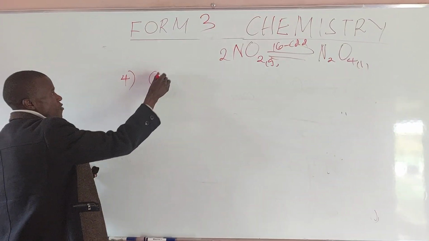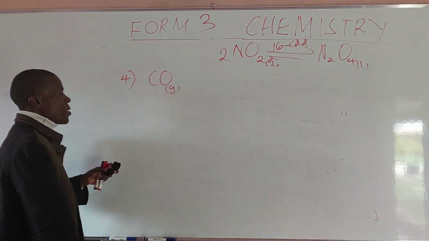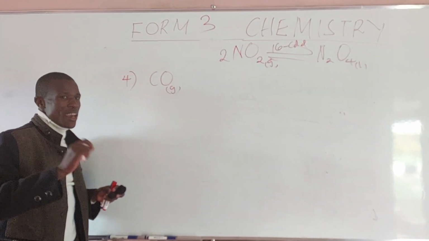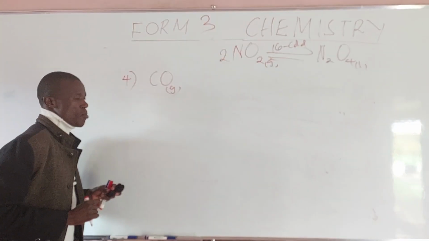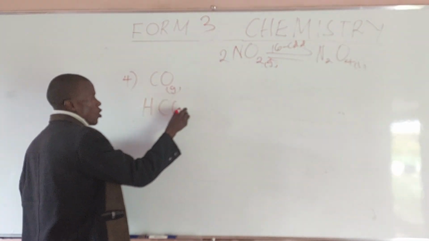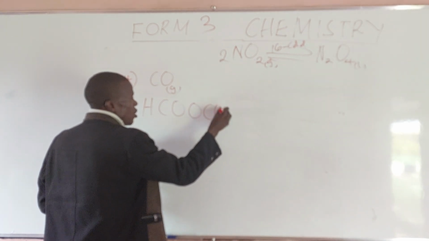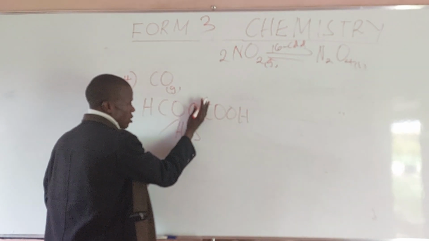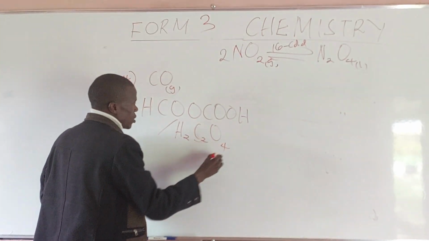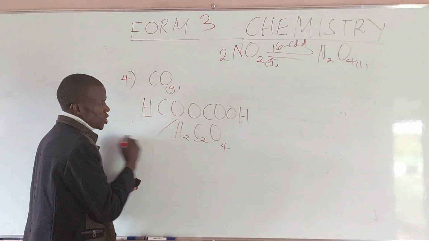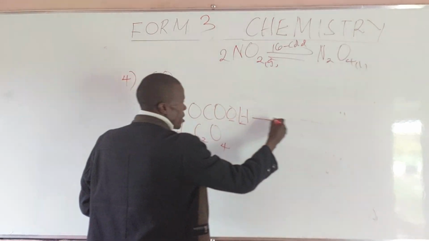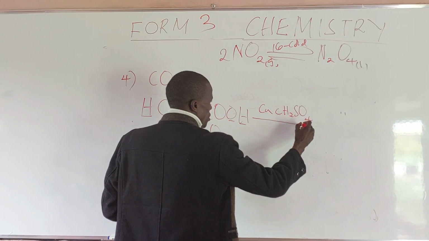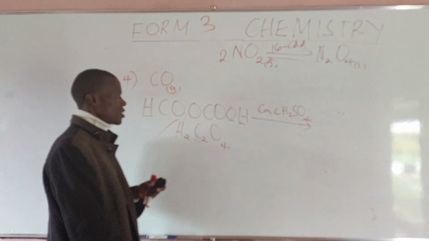Number 4, we have carbon 2 oxide. We can prepare carbon 2 oxide by dehydration of either ethanedioic acid or methanoic acid, HCOOH. So we're going to have H and OH, being the elements of water, getting removed by conc sulfuric 6 acid.